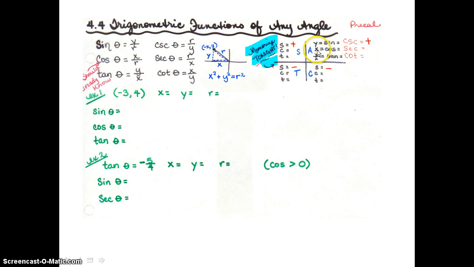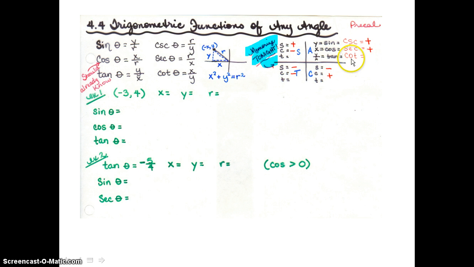All right, let's do the same thing with x. In the first quadrant, x is positive. In the second quadrant, x is negative. In the third quadrant, x is negative. And in the fourth quadrant, x is positive. So that means that x, cosine, and secant are all positive in the first, negative in the second, negative in the third, and positive in the fourth.